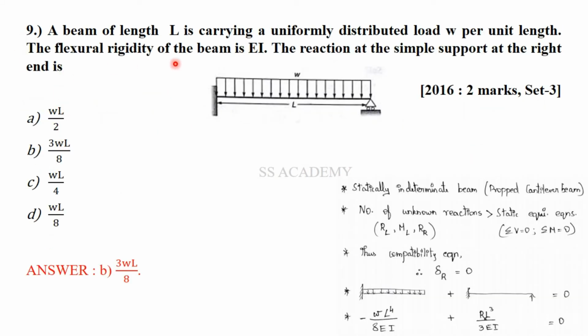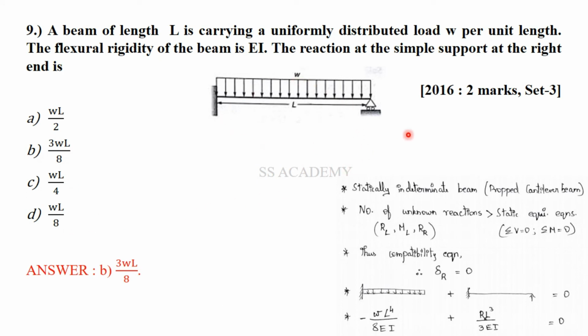A beam of length L is carrying a uniformly distributed load W per unit length. The flexural rigidity of the beam is EI. The reaction at the simple support at the right end is? This kind of beam setup is referred to as a propped cantilever beam, and this simple support is referred to as a prop. It is a 2016 Set 3 GATE 2-mark question, and here are the different options given.